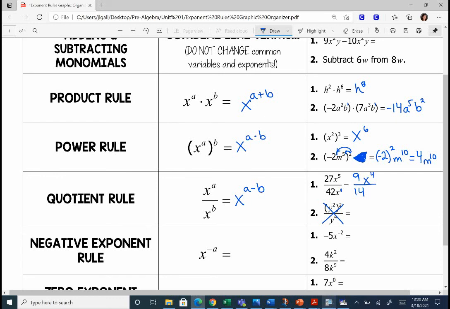Every time we subtract, everything's always going to start up top. Anytime we subtract, we're going to divide those coefficients, which might just mean I simplify the fraction, and then we subtract our exponents. Now again, my hope is that this graphic organizer is kind of a one-stop shop for you when we do our practice problems. If you need it in words, you have your investigation sheet, which also has more examples on it too.